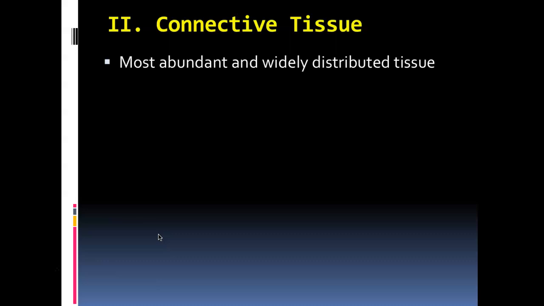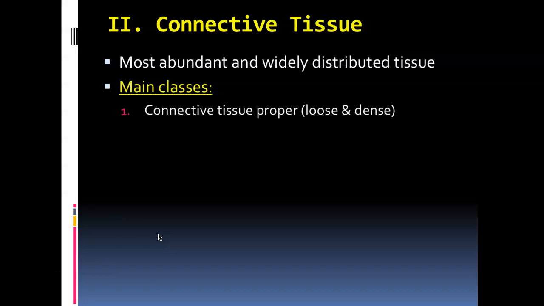So this is our second type. Connective tissue is the most abundant and widely distributed, and our main classes are going to be what's called connective tissue proper, so you have loose and dense. And I'm going to show you loose and dense, but just in case you're wondering, loose would be like your fat, adipose tissue. Dense would be like your ligaments and tendons. Okay, second type of connective tissue is cartilage. You would find that in your ear and your nose.